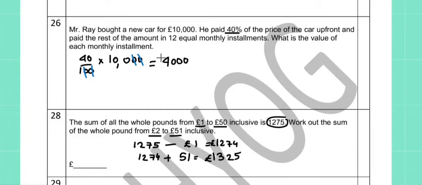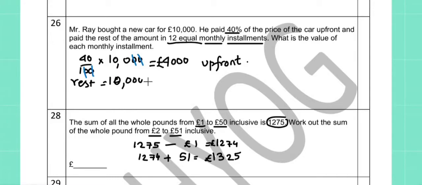So we get 4,000 pounds, and now the remaining amount has been paid in installments, 12 installments. So first let us find out the remaining amount. From 10,000 pounds, 4,000 pounds have been given already. So 6,000 pounds has to be paid, and it is being divided into 12 installments.